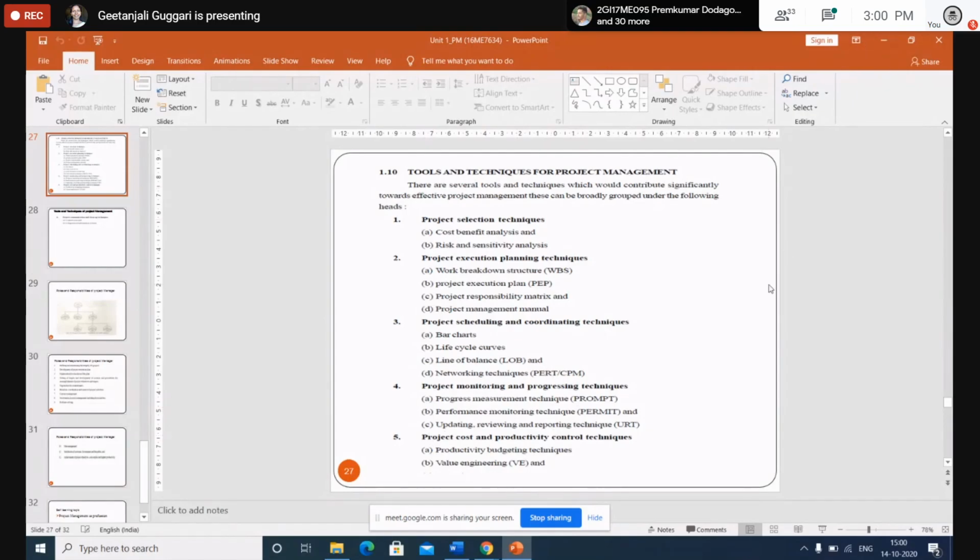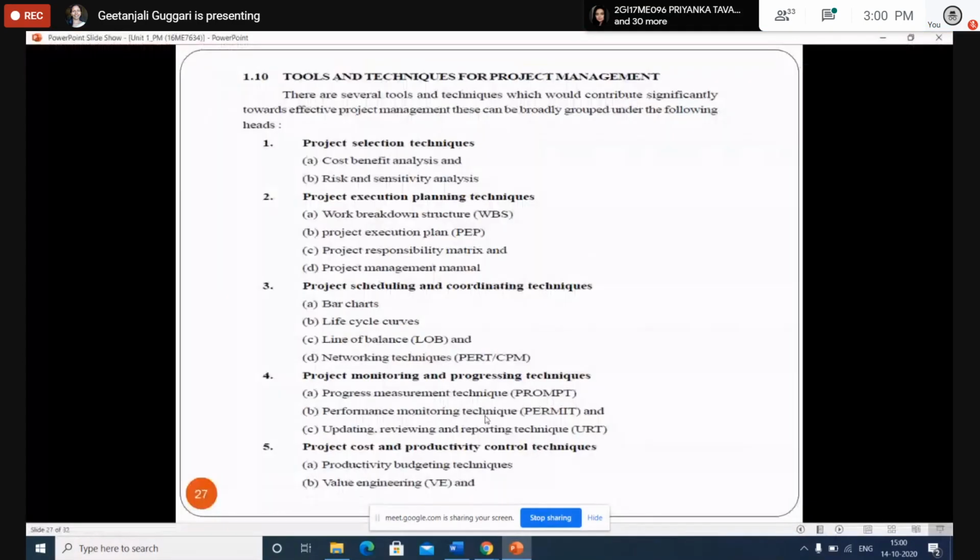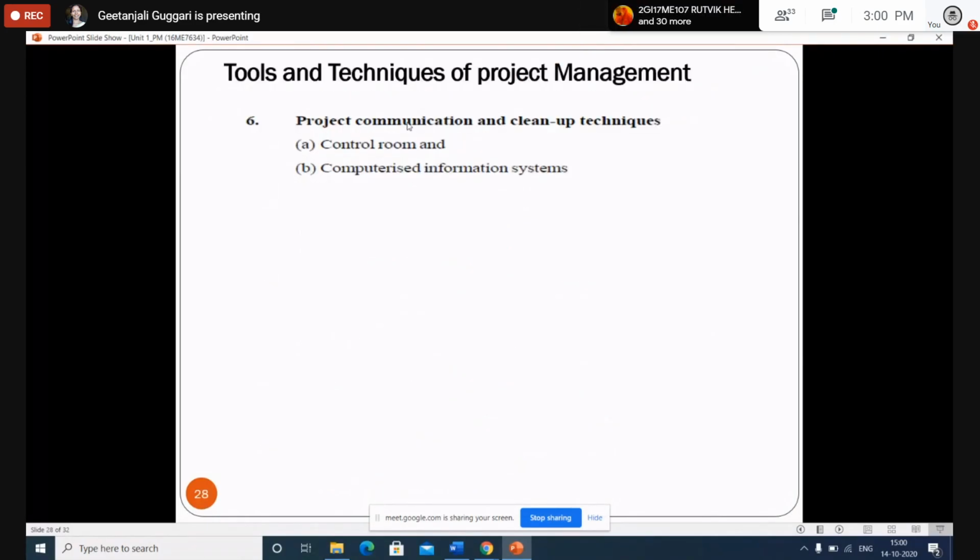Shall I make it full screen so that you will be able to see? Performance monitoring techniques, then updating, reviewing, and reporting techniques. That is URT. For project cost and productivity control, you have productivity budgeting technique, value engineering, and project communication and cleanup techniques: control room and the computerized information system. So just list out the different techniques.